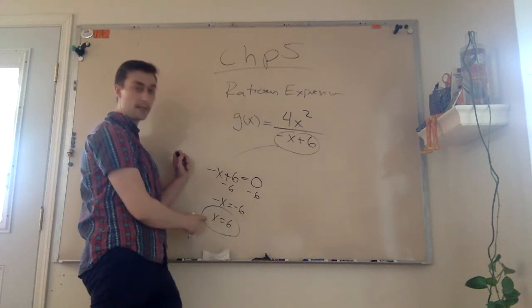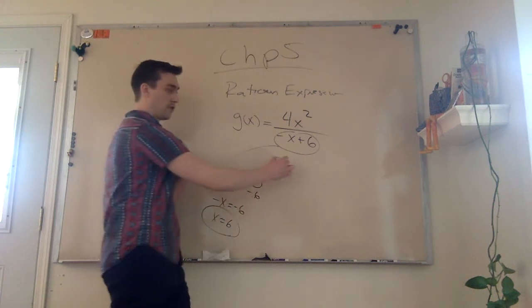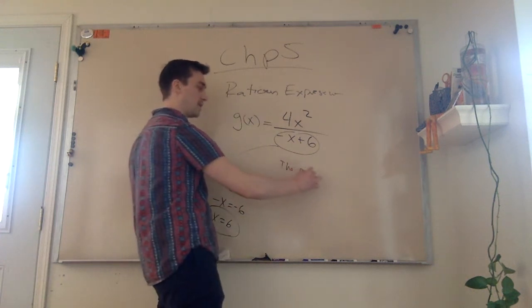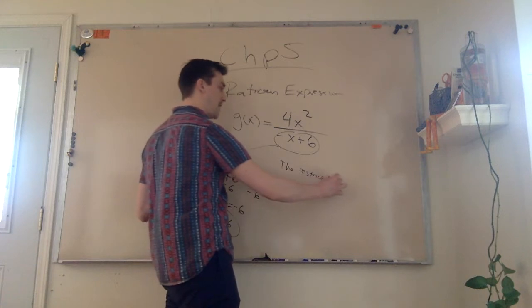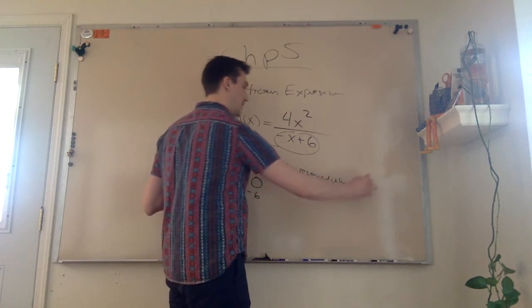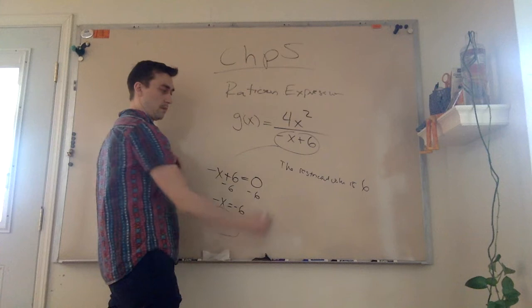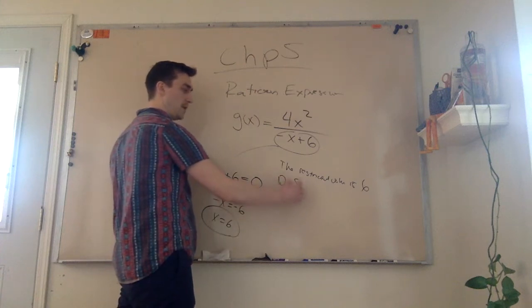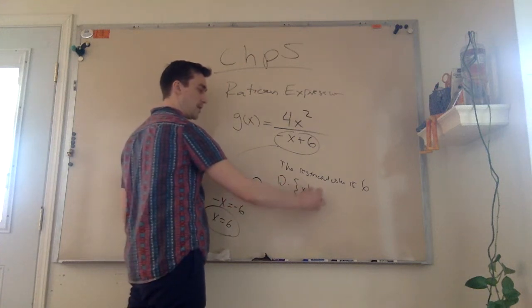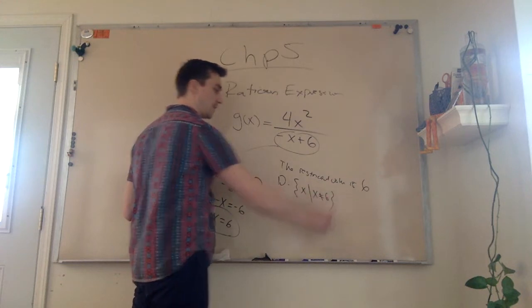So again, x isn't 6. The restricted value, so I would just write it out, something like this. The restricted value is positive 6. And then you could say the domain of the function is the set of all x's such that x cannot equal positive 6.